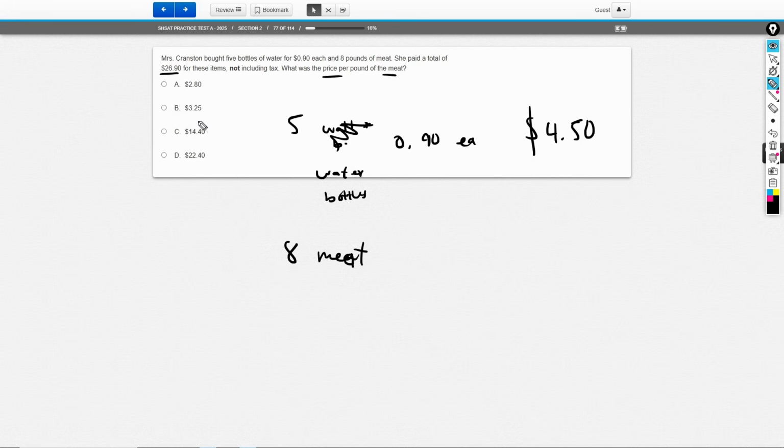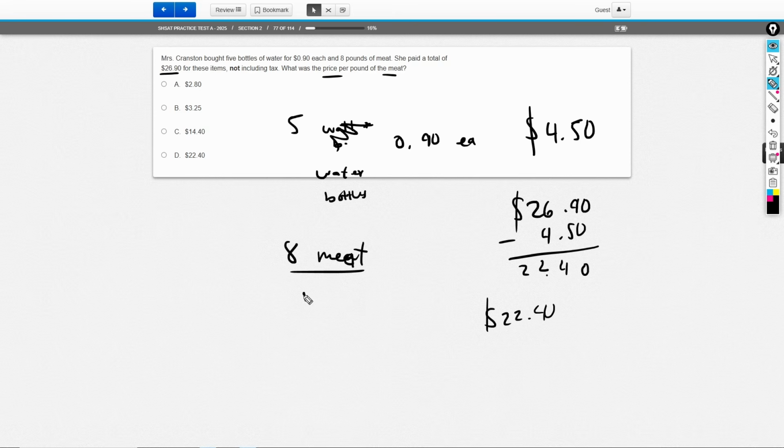All right? So in this case, we have $26.90 minus $4.50. So I'm going to subtract. This turns into 4. This turns into 2. So now she spent $22.40 only on the meat. Okay? This $4.50 was including the water bottles.